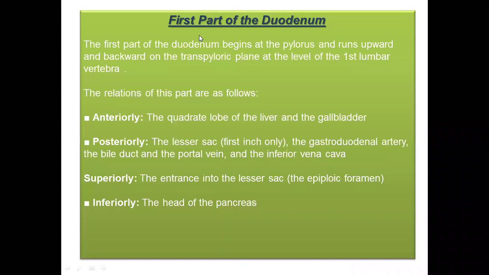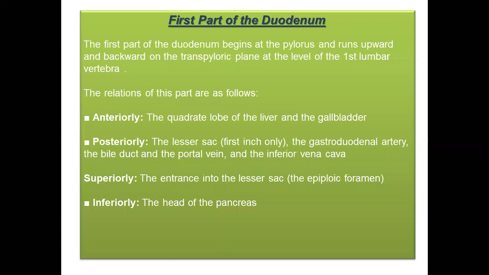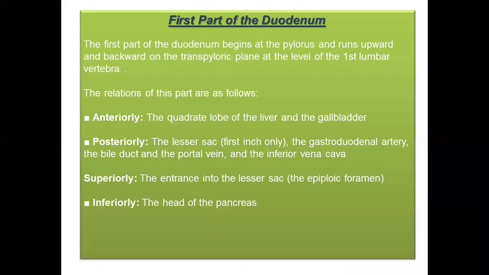Now coming to the first part of the duodenum, it begins at the pylorus of the stomach and runs upward and backward on the transpyloric plane, which is the level of the first lumbar vertebra. So remember, the first part of the duodenum lies at the level of the transpyloric plane. Now coming to the relationships of the first part, anteriorly we have the quadrate lobe of the liver and the gallbladder.